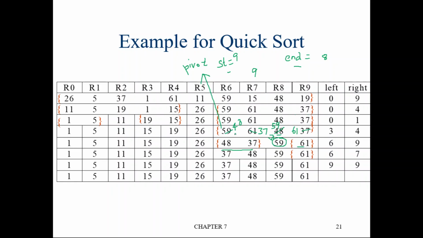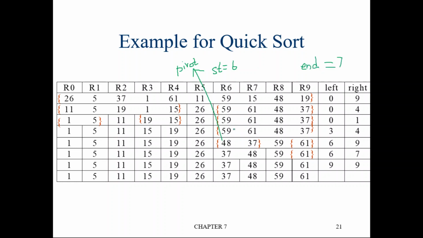If you take this 48 and 37, now again we have to apply the logic. Now what is the pivot element? The pivot element is 48. And what is start? Start is equal to 6. And what is end? End is equal to this 7.